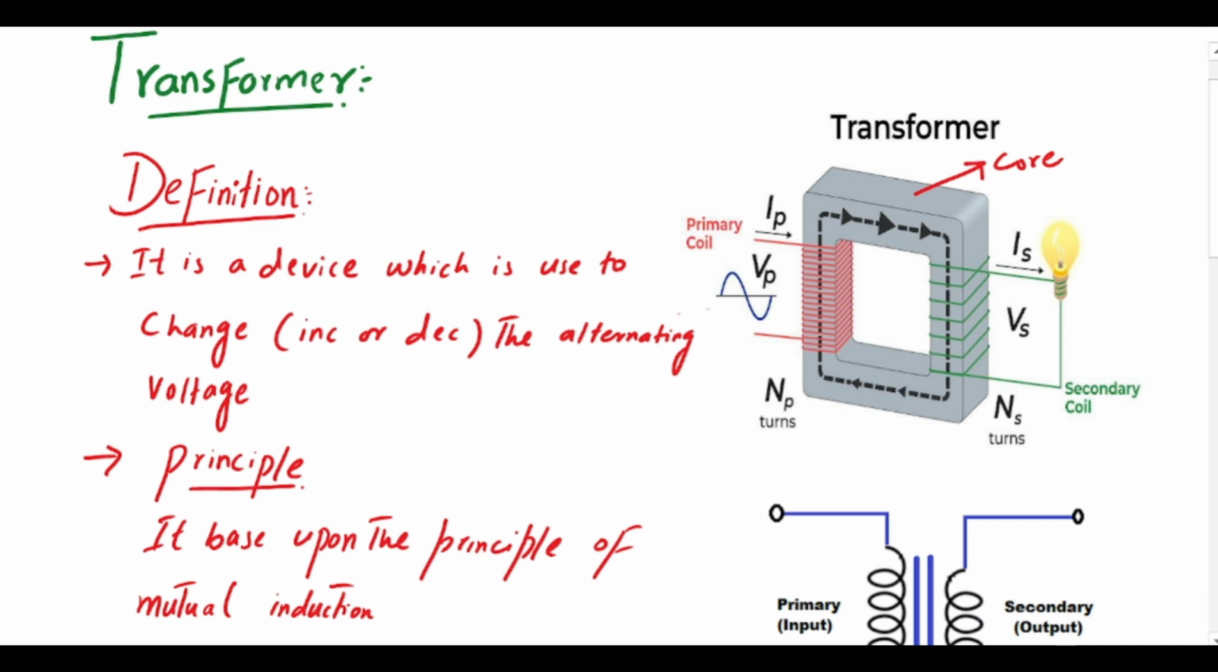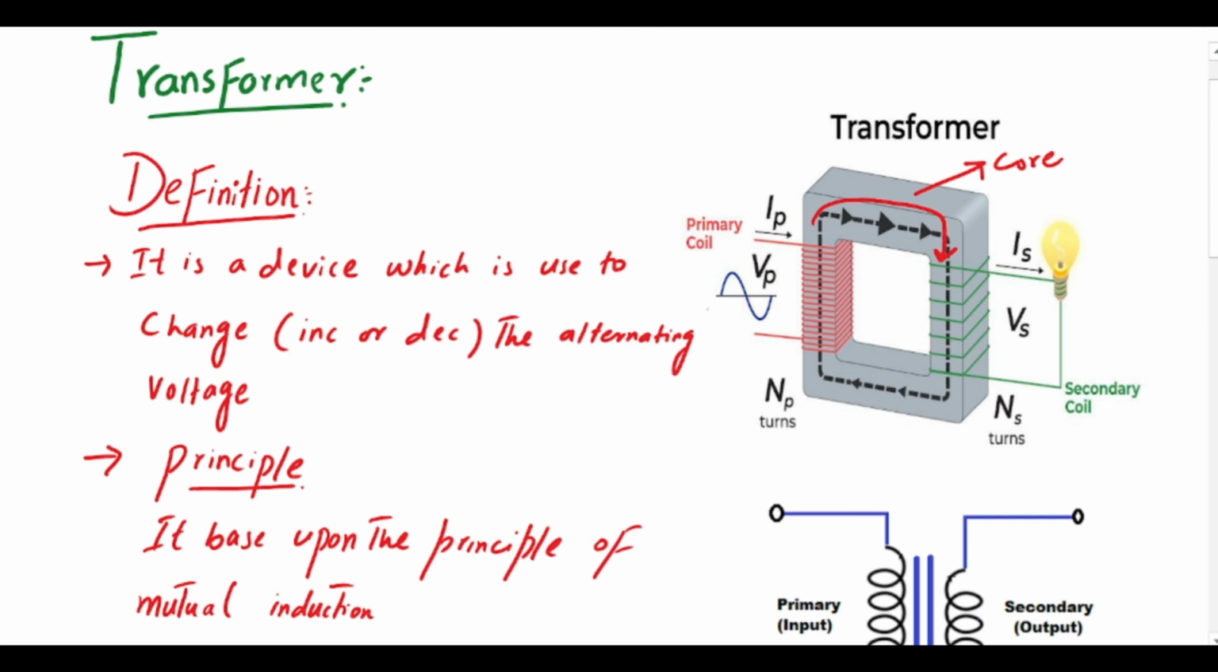So why do we use a core? Because it provides the path for the magnetic lines to move from primary coil towards the secondary coil.